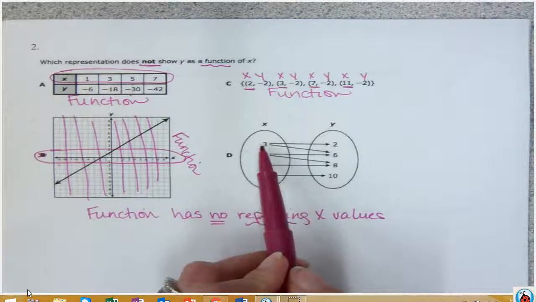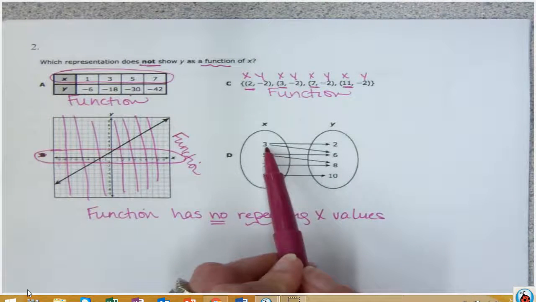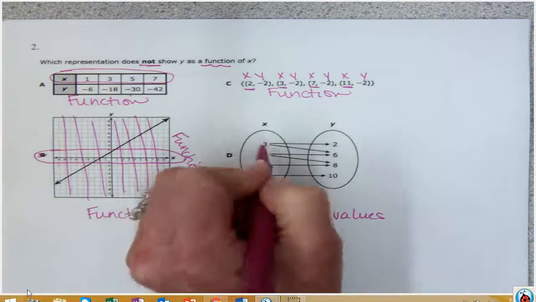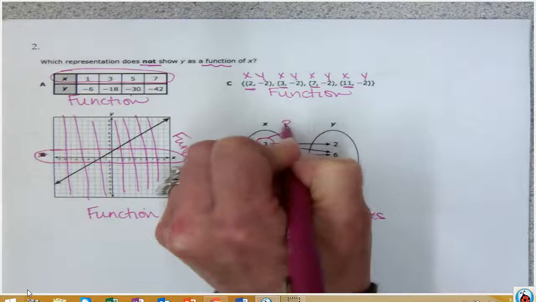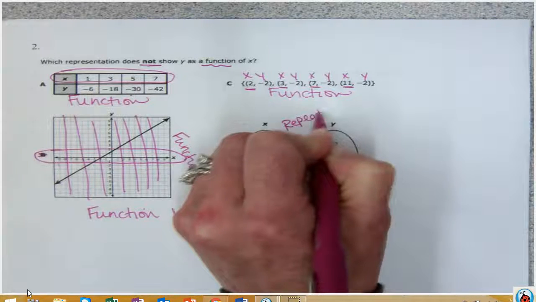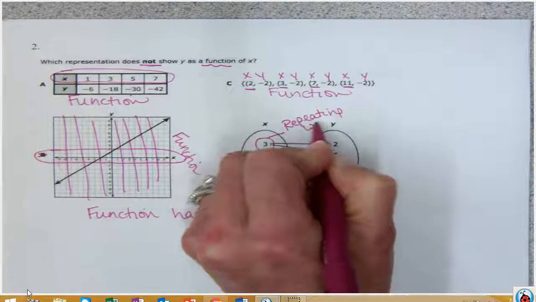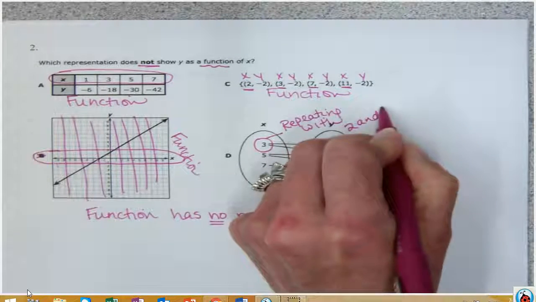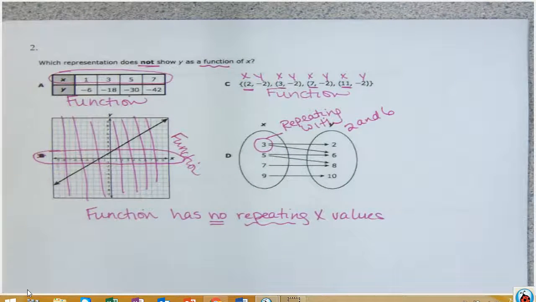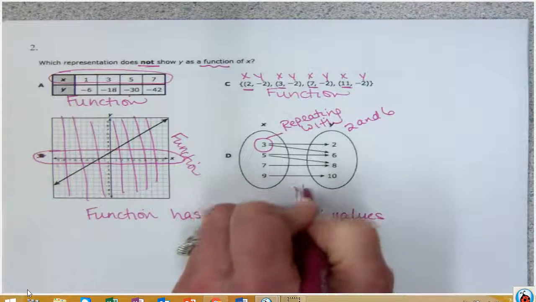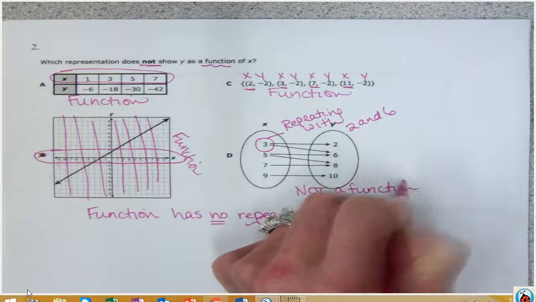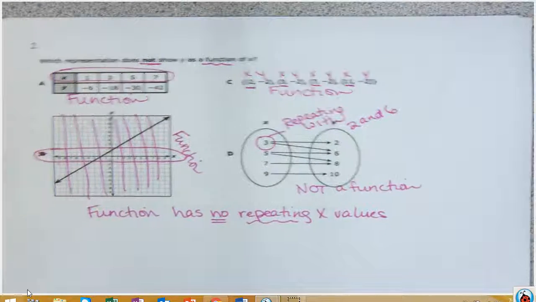Here we have our x values and our y values. 3 is assigned to both 2 and 6. So 3 would be repeating with 2 and 6. So this is not a function. Alright, moving on.